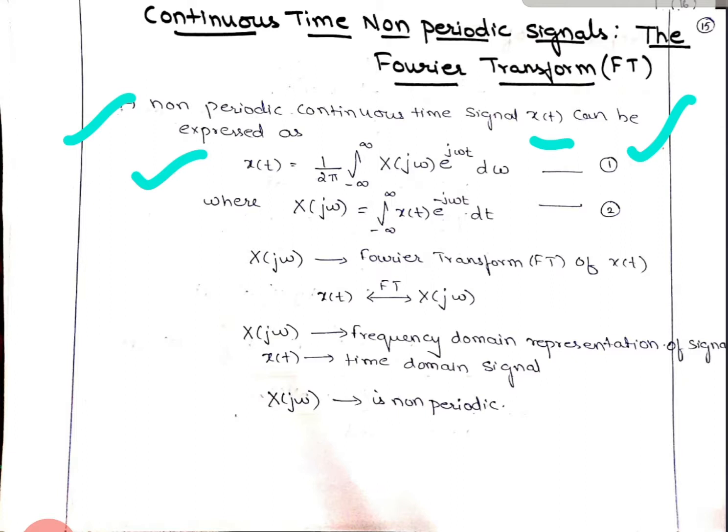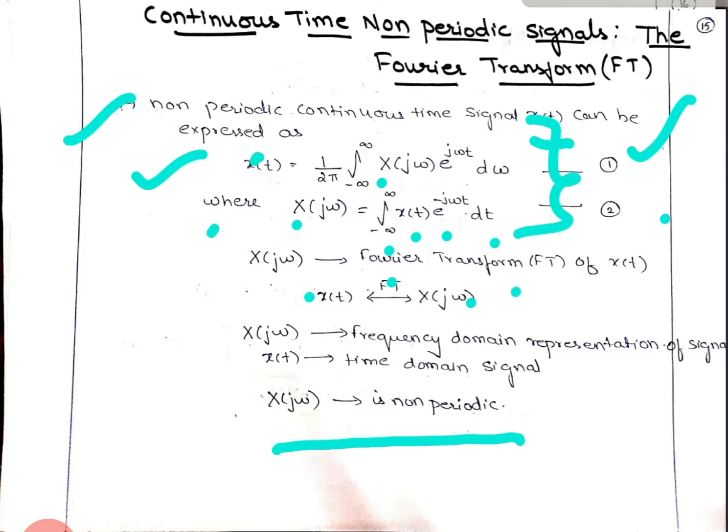This equation is called the synthesis equation, where X(jω) is the integral from −∞ to +∞ of x(t) e^(−jωt) dt. Let us take this as equation 2, and this equation 2 is called the analysis equation. Both x(t) and X(jω) form the Fourier transform pair. When the Fourier transform is applied to x(t), you get X(jω), which is the Fourier domain representation of the signal x(t), and X(jω) is a non-periodic signal.